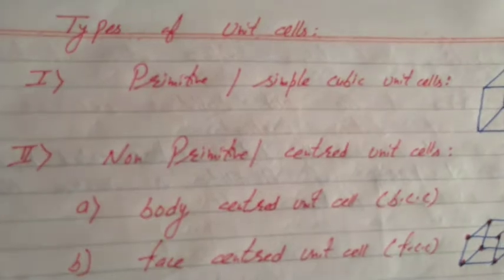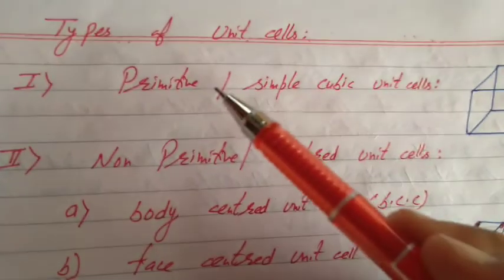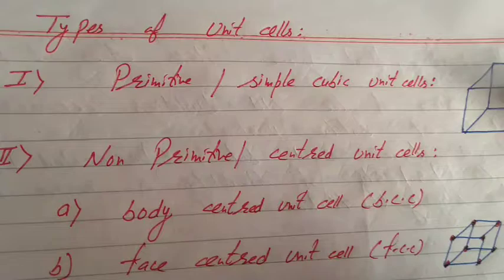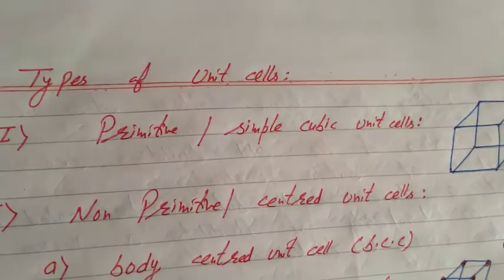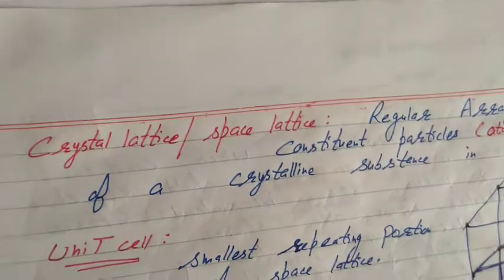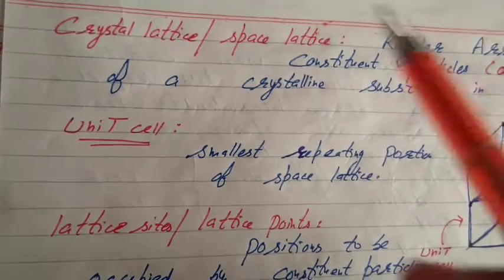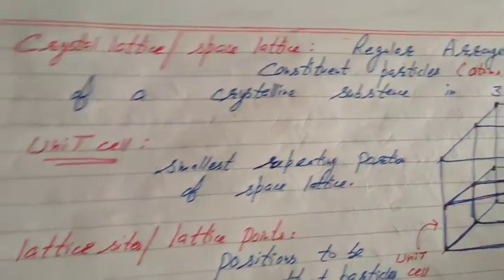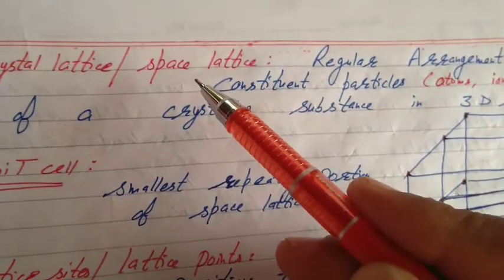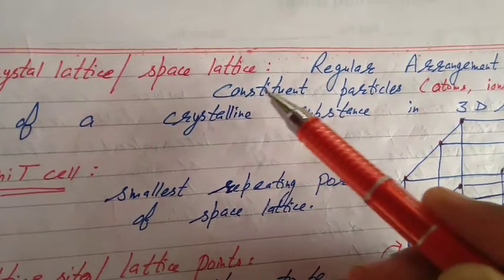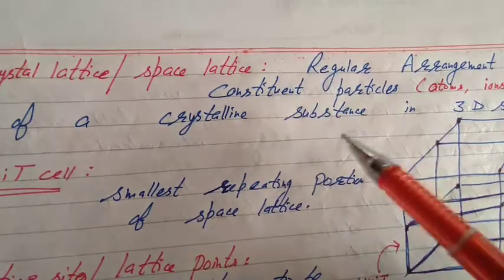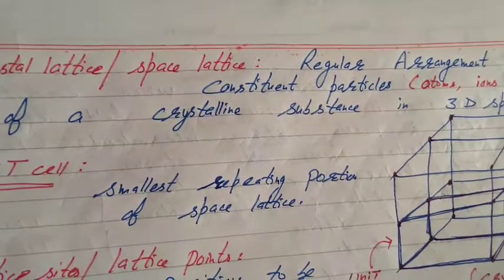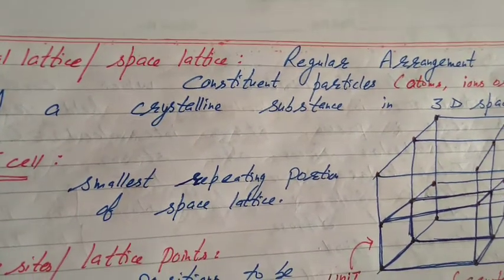Hello students, today in this session we will discuss primitive and non-primitive unit cells. Before doing this, please try to understand space lattice, unit cell and lattice sites. Space lattice, students, space means 3 dimension. Arrangement of the constituent particles, atoms, ions or molecules of a crystalline substance in 3-dimensional space.